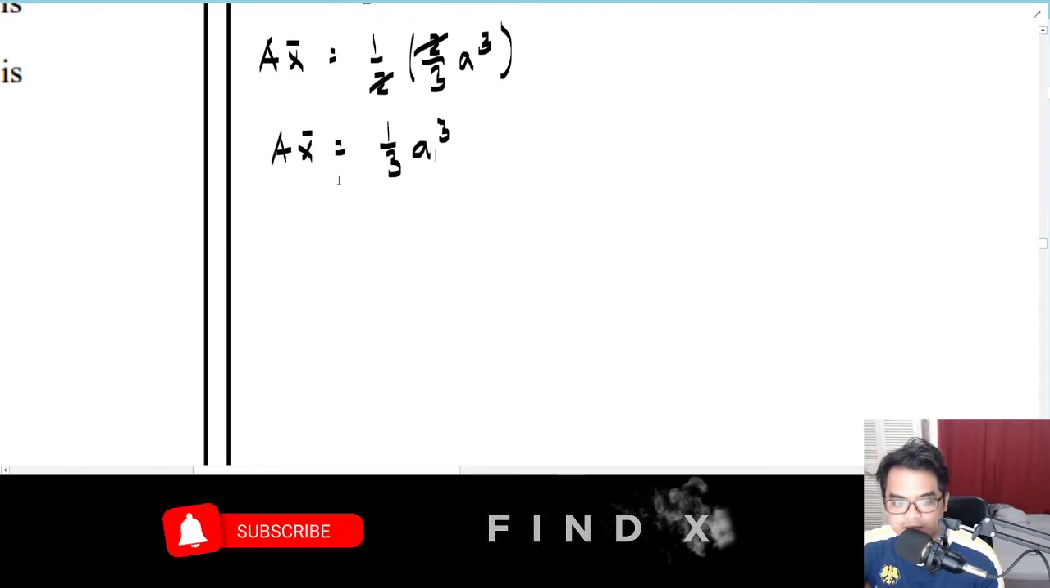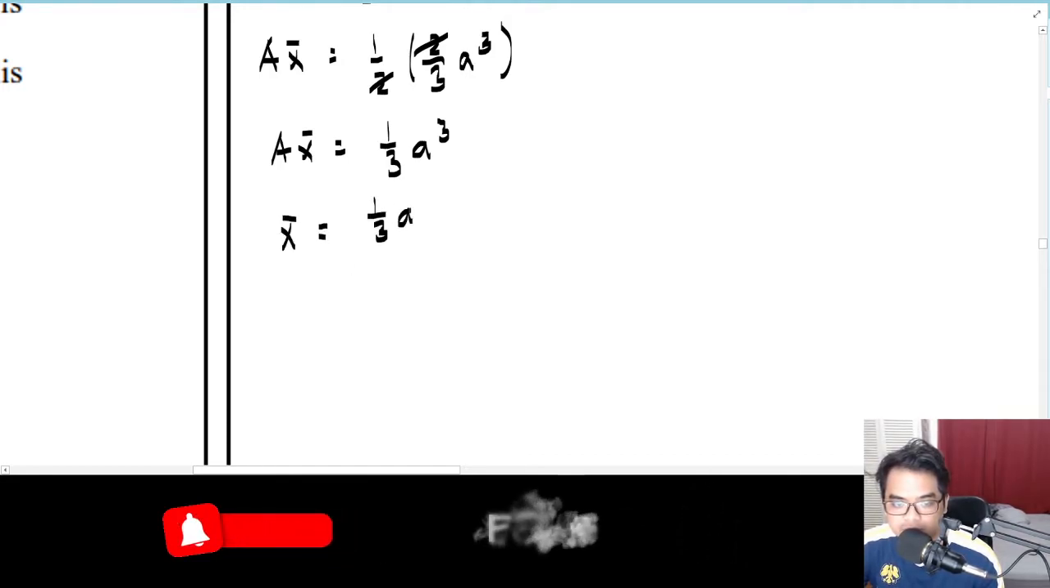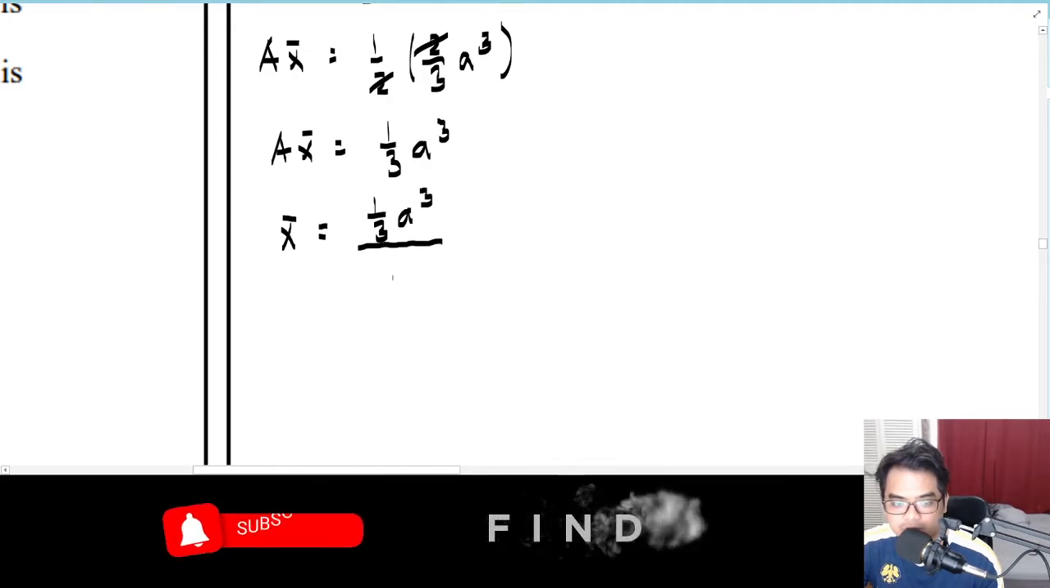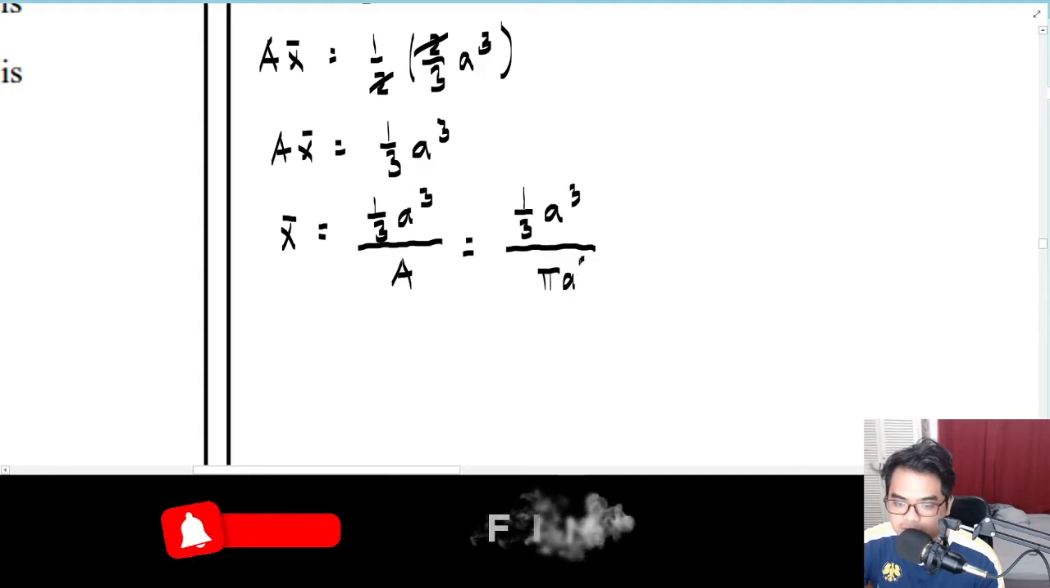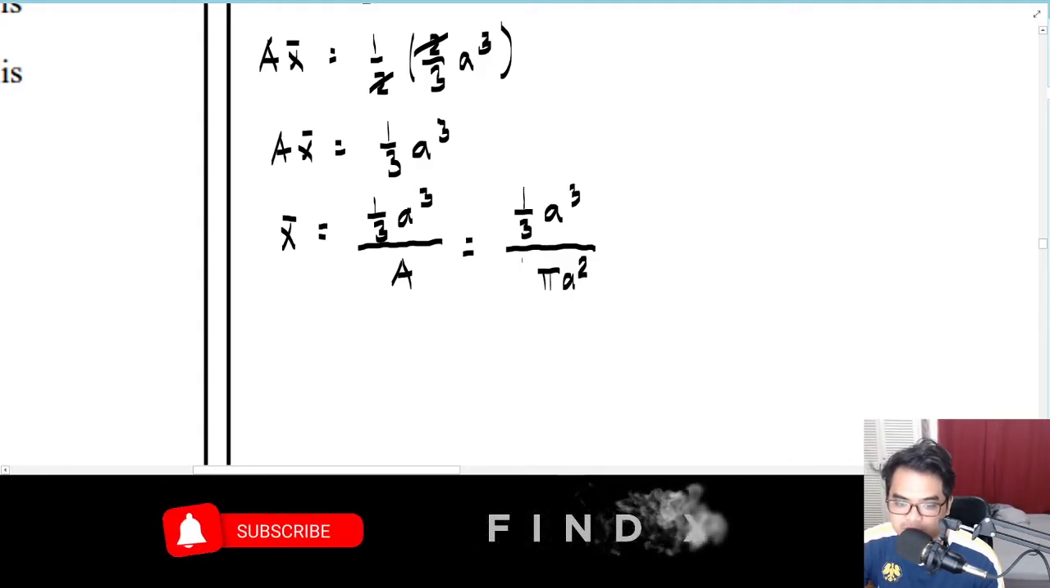Now we can apply the area. Looking for the x component, or x bar, you'll have 1/3 a cube all over a. But we already know the area of a quarter circle. The area of a whole circle is pi a squared, right? And since that is a quarter circle, you have to make it 1/4 here. Okay? So simplify.